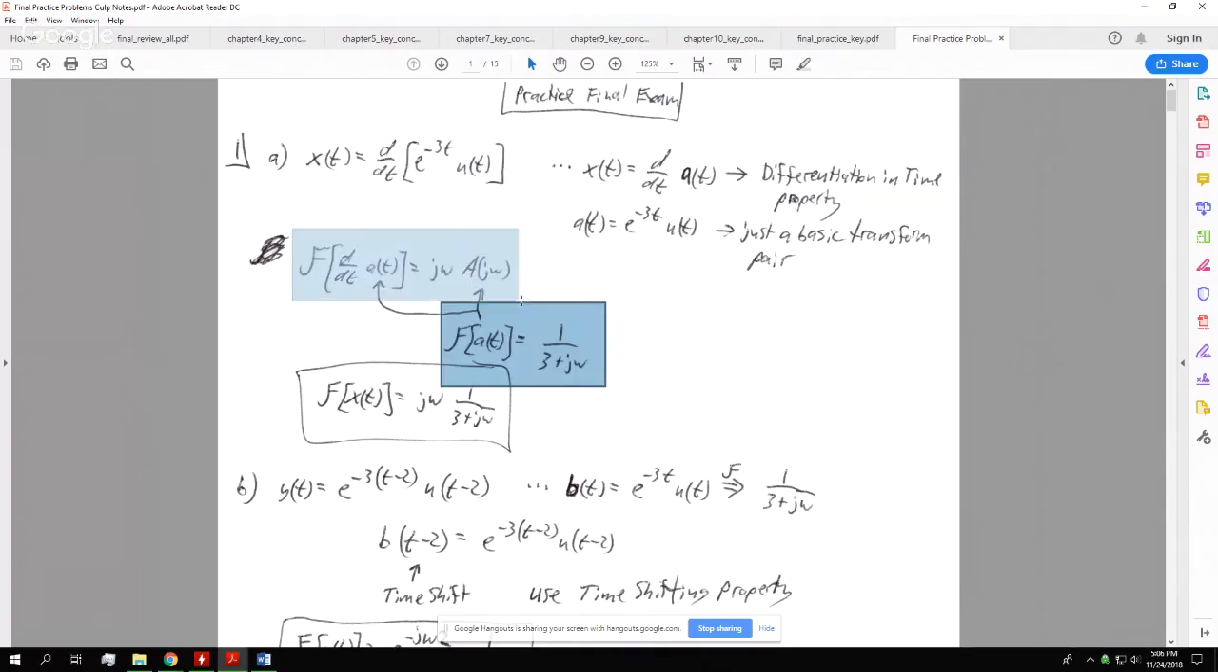So if you follow my notation, this is saying this is the Fourier transform of this quantity, and it becomes this. This was the differentiation in time property, though. The basic transform pair was this, 1 over 3 plus j omega. So the 3 comes from here, and the rest of it is just because you have a unit step and an exponential. Now that you have the basic transform pair, let's apply that differentiation in time property.